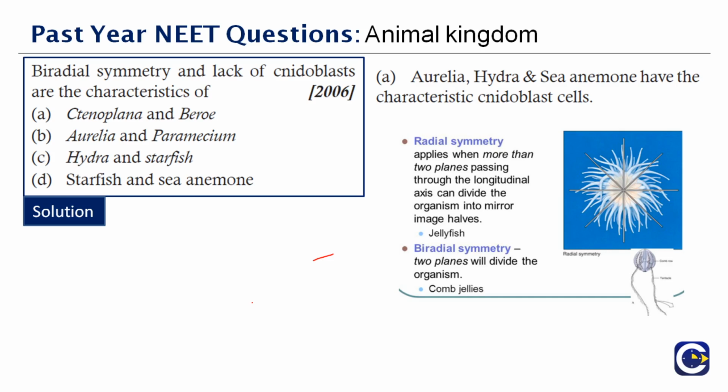Here I have given you a small picture which represents radial and biradial. Radial applies when more than two planes passing through a longitudinal axis can divide the organism into mirror image halves. For example, you can take jellyfish. For biradial symmetry, two planes will divide the organism. An example is comb jellies. So the correct answer to this question is option A.